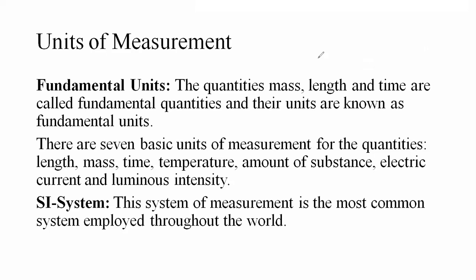When we speak about the units of measurement, we have two types of units. Fundamental units: the quantities such as mass, length, and time are called fundamental quantities, and their units are known as fundamental units. There are 7 basic units of measurement: length, mass, time, temperature, amount of a substance, electric current, and luminous intensity.